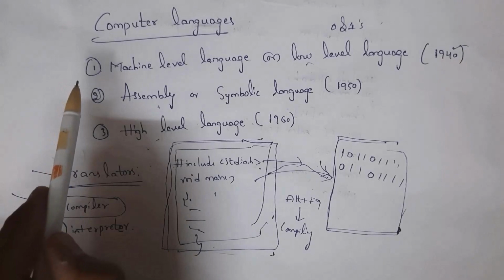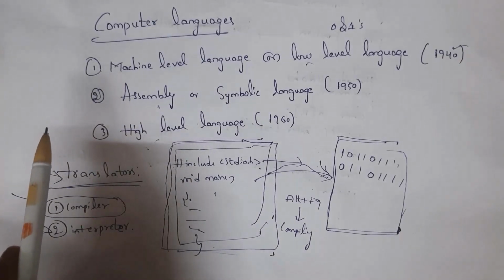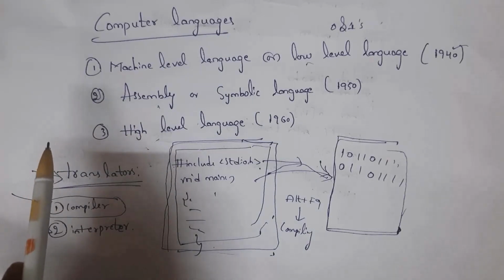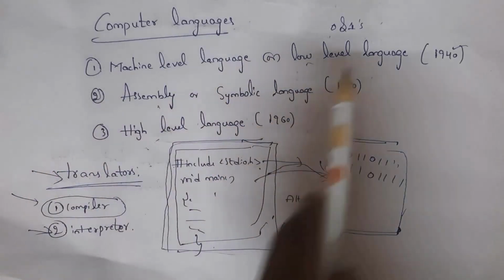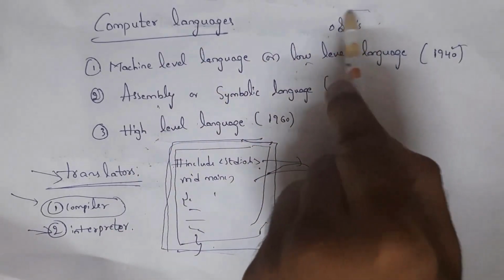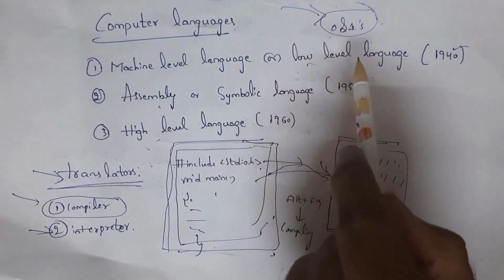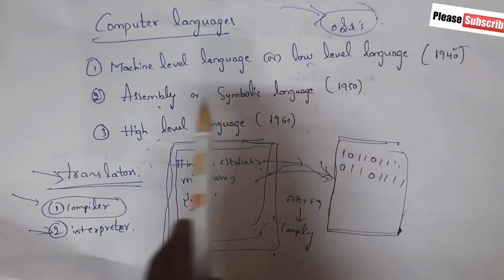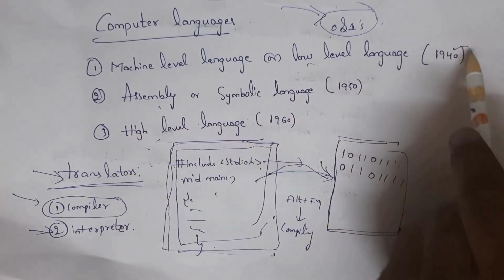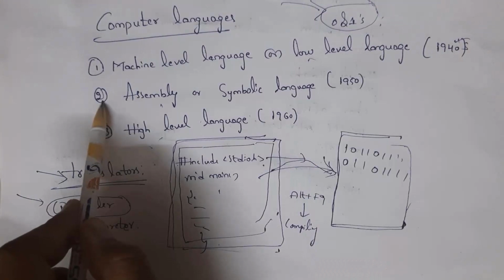At first I will explain what is machine level language. The language which is understandable only by machines is known as machine level language. We also call this machine level language low level language. Generally this language is in the form of zeros and ones, so it is not understandable by users. This language was introduced in the 1940s. In olden days, that is in the 1940s, systems understood only machine level language, that is, machines can understand only zeros and ones.